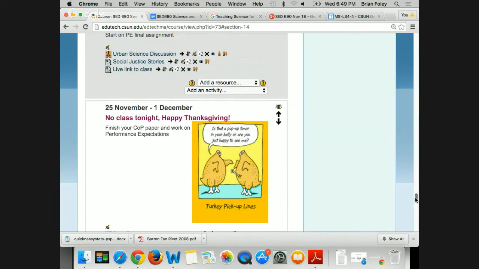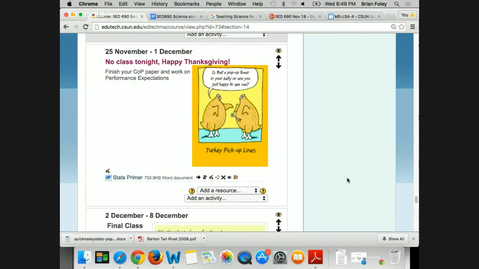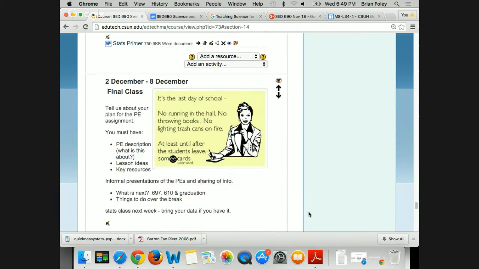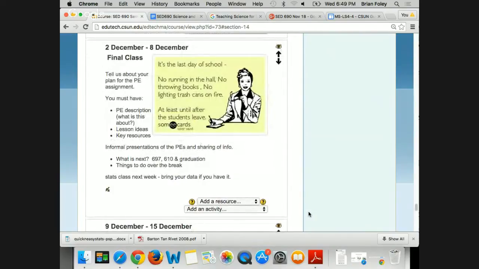All right, so we're not going to do that. So you're going to be home next week. You're going to be working on your paper. Which paper? Communities of practice, right? Take a look at the PEs. Find a PE you really like. Do some thinking about that, so that you have something to talk about on the 2nd. Cool, and then we'll come back and do the stats thing.